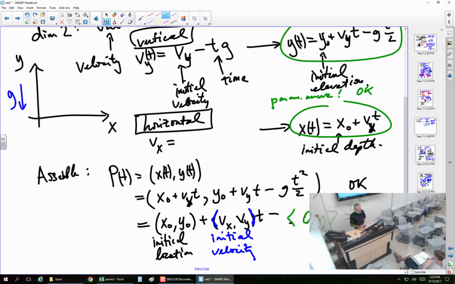It's slightly harder to understand these pieces. This one might take time. This is time, how much has passed since the beginning. T squared over 2, you can guess where it comes from. It's integration. When you integrate t, you get t squared over 2. That's how it happens.